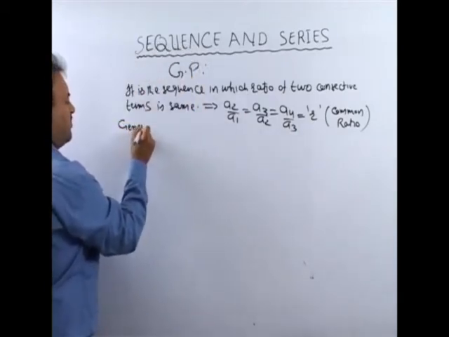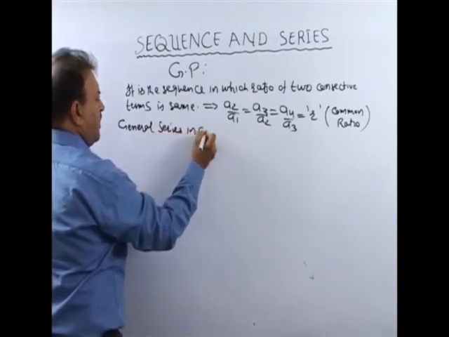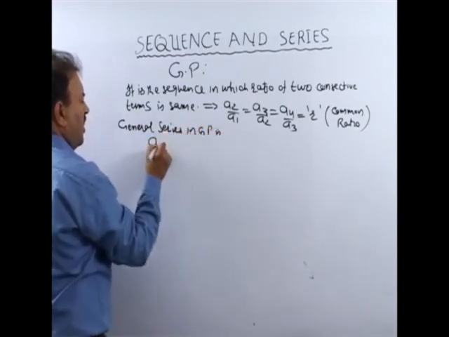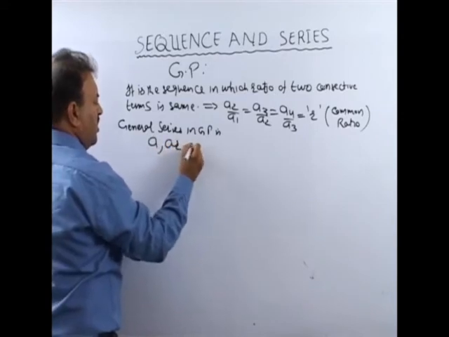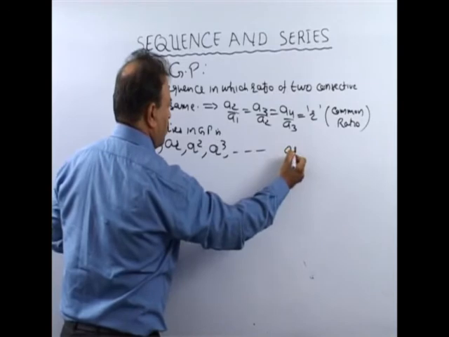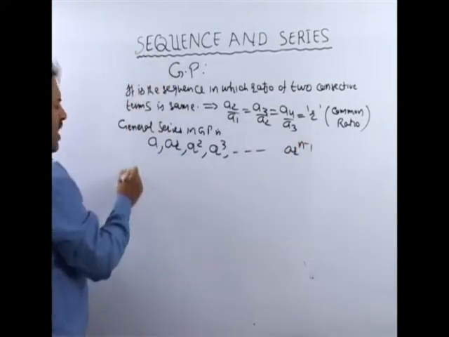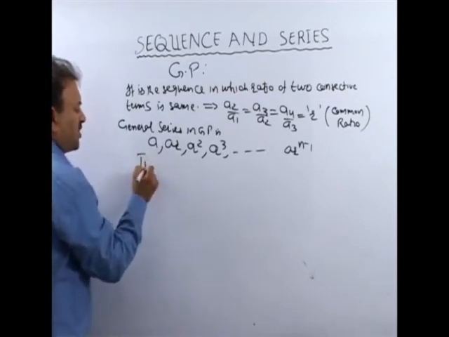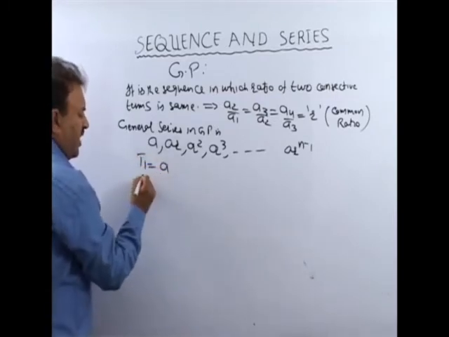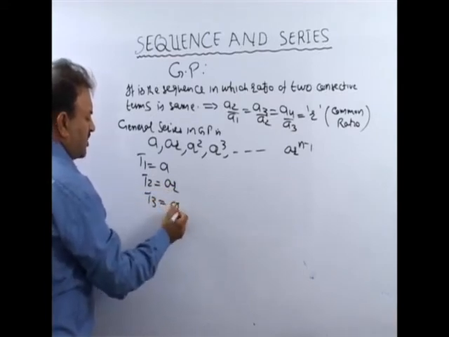General series in GP is A, AR, AR square, AR cube. It comes out to be AR n minus 1, like we did in AP also. The first term we take as A, second term we take as AR, third term is AR square.